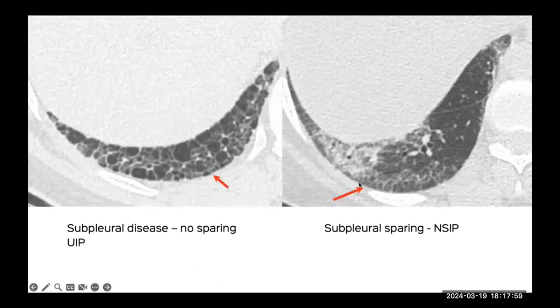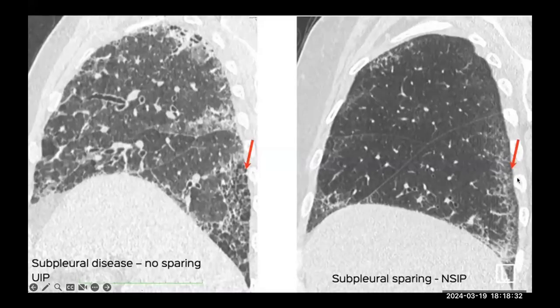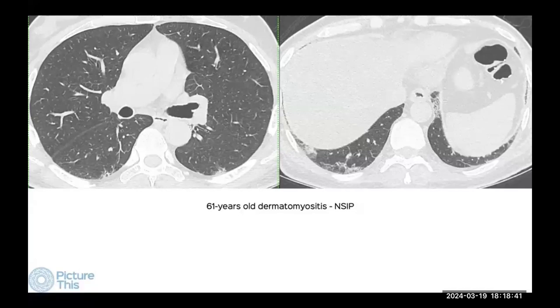To understand subpleural sparing, let's look at a patient with UIP-IPF where the disease starts in the subpleural interstitium, whereas in many patients with NSIP, not all, it spares the subpleural region. So subpleural sparing is a sign that helps us make a diagnosis of NSIP, but all patients with NSIP, and you'll see more cases going ahead, do not necessarily have subpleural sparing. But you see the subtle gray-black between the abnormality and the pleura, and that is better appreciated on the sagittal images, and you can compare that to the sagittal appearance of the UIP-IPF.